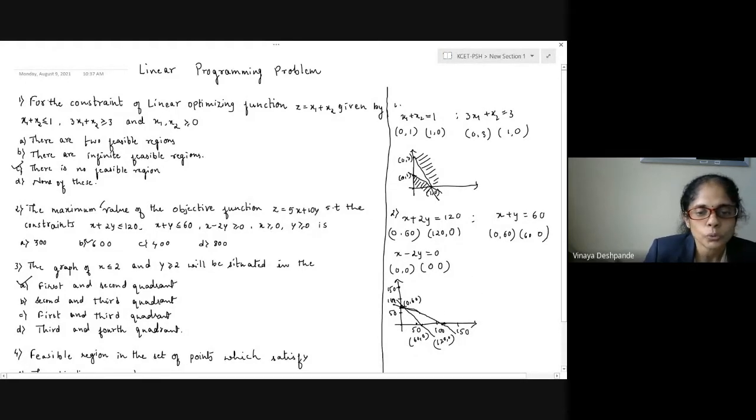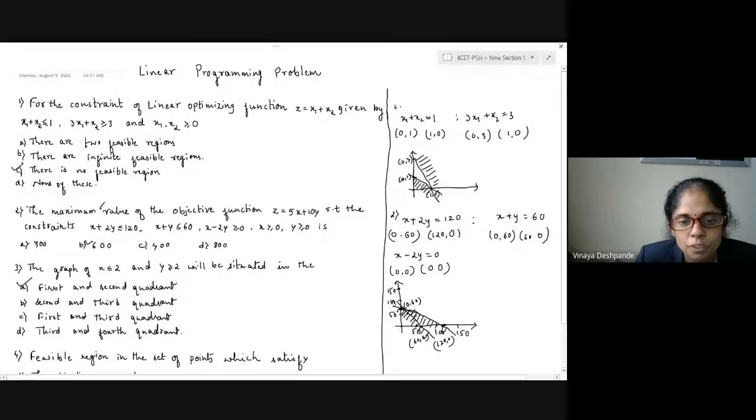So now to identify the feasible region, let us see the inequalities. X plus 2y less than or equal to 120, this is our first line. Less than or equal to means the lower region for this line. And x plus y less than or equal to 60, this line. Again, this is the lower region, less than or equal to.